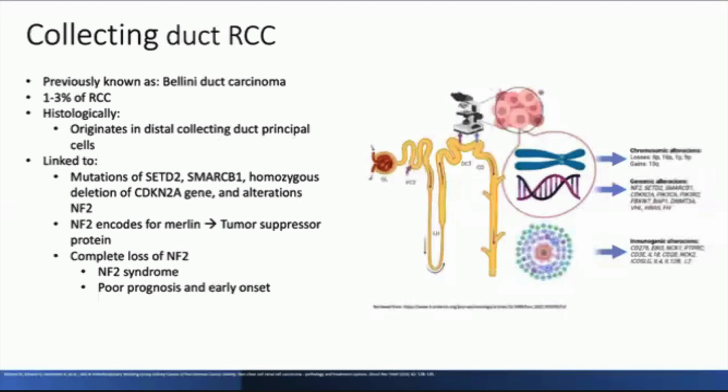In some cases, it is associated also with alterations of neurofibromatosis type 2, otherwise known as NF2. And NF2 encodes for Merlin, which is a tumor suppressor protein. So mutations in NF2 can lead to oncogenesis as well. And when there's a complete loss of the gene, it can cause NF2 syndrome. And finally, the loss of heterozygosity can also lead to early tumor onset, but also poor prognosis overall.